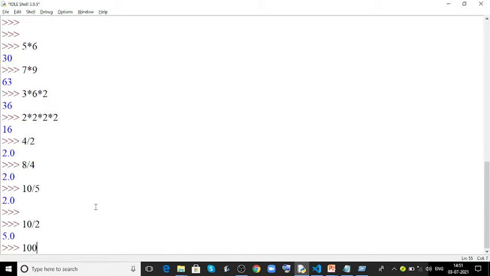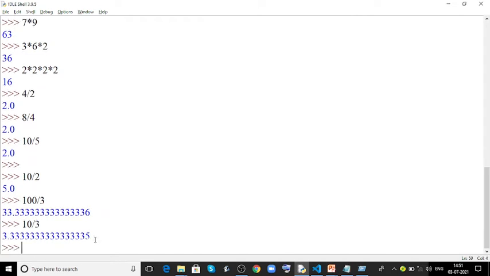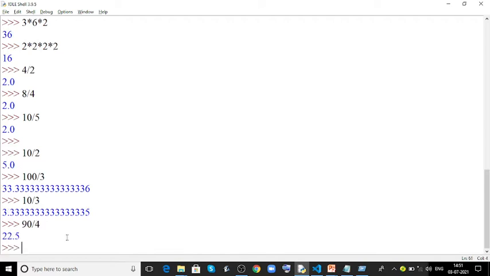Now check one more example. Suppose I divide 100 divided by 3. The answer is 33.3. Right. Suppose I write 10 divided by 3. The answer is also 3.33. 90 divided by 4. 22.5. Okay. It will give the float value.